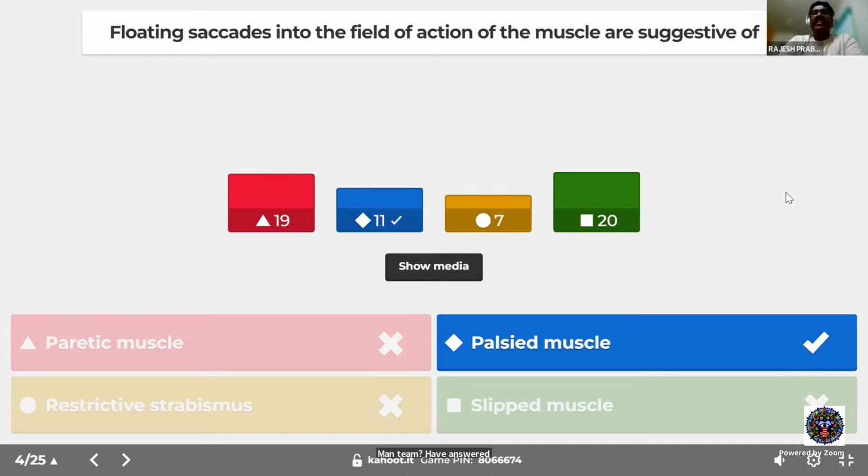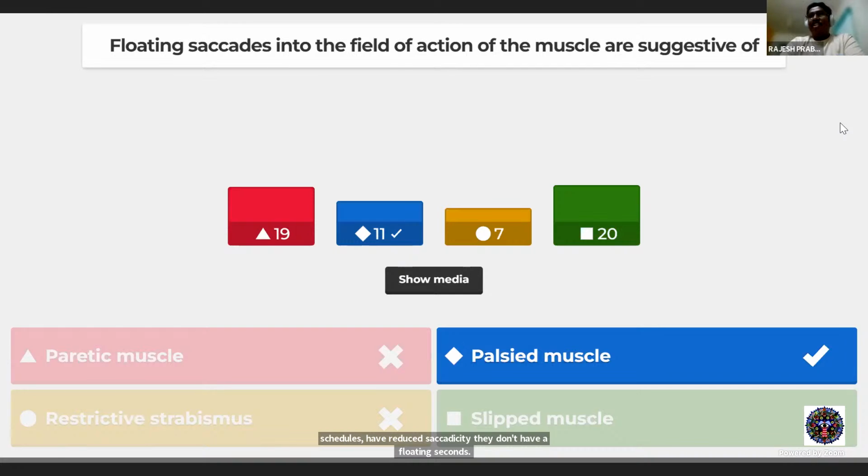This is a very classical exam question any squint specialist wanted to ask from the candidates if they kept a sixth nerve palsy as the exam case. So floating saccades is always very classical of a palsy, complete nerve palsy. All other conditions mentioned here, paretic muscles, restrictive strabismus, and slip muscles have reduced saccadic velocity. They don't have floating saccades. I thought everyone would click this answer, but unfortunately, many have gone wrong in this. So please remember, floating saccades is the terminology which is classically described for a complete nerve palsy.